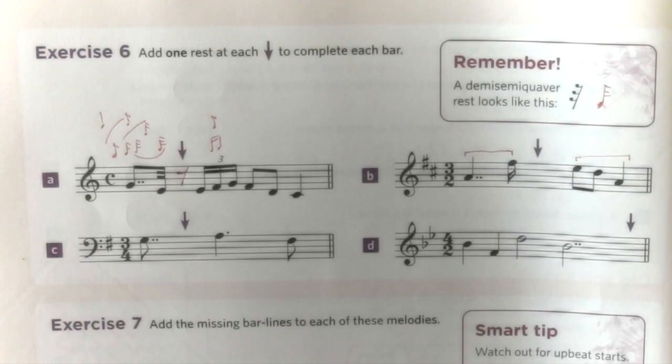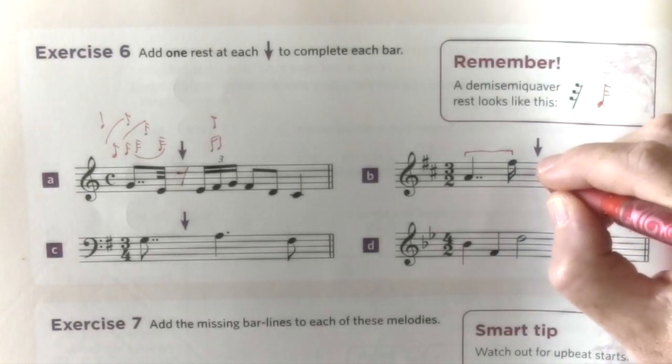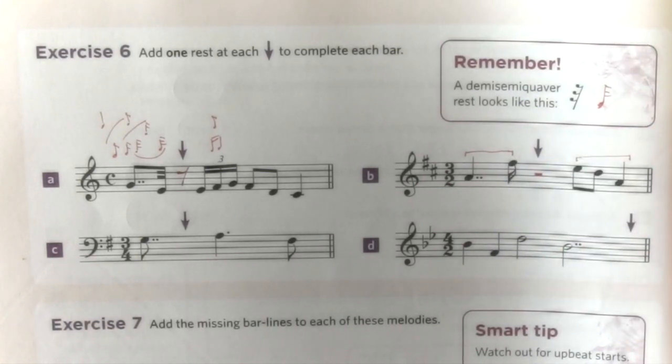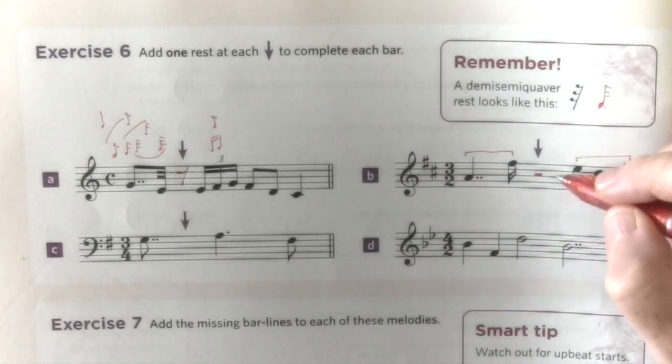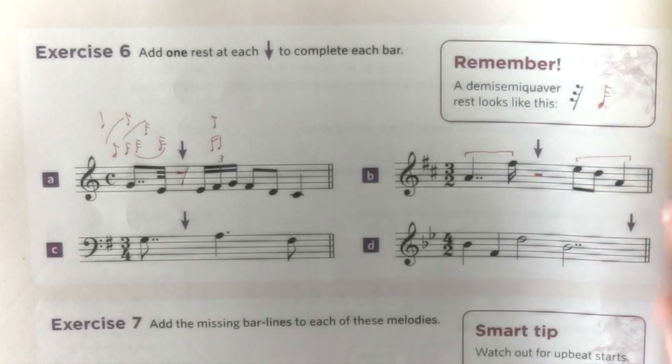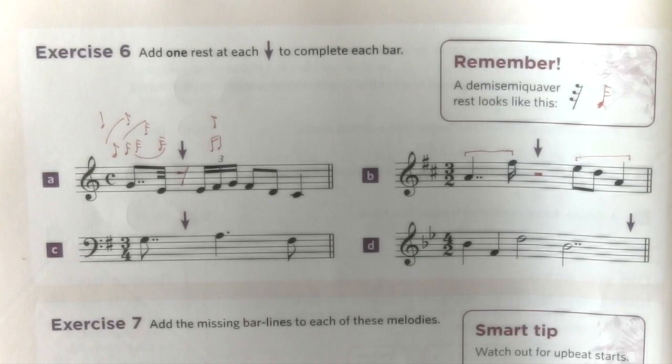What do we need? A minim rest. And remember, the minim rest sits on the 3rd line, as opposed to the semibreve rest that hangs on the 4th line. So don't confuse them.